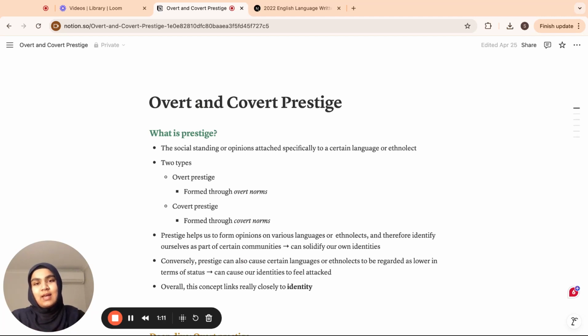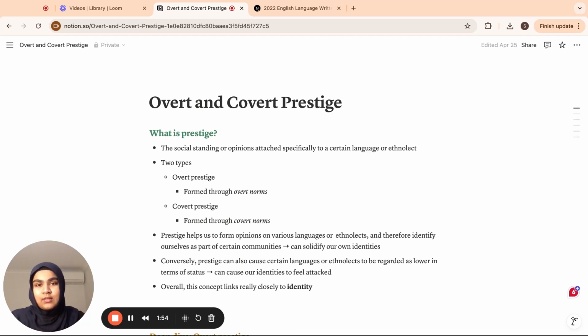Now, prestige allows us to form opinions on a lot of different languages or ethnolects, and this also helps us to therefore identify ourselves as part of those communities which speak those languages or ethnolects, which can be really powerful in solidifying our own identity. But the flip side is that prestige can also cause certain languages or ethnolects to be regarded as lower in status, which can obviously cause identities to feel attacked. Now, as you can see, overall, the concept of prestige links really closely to identity.